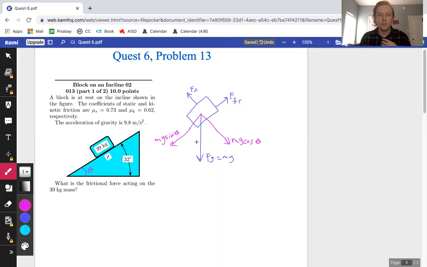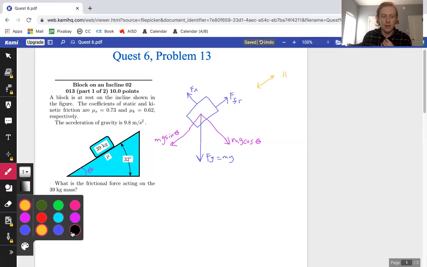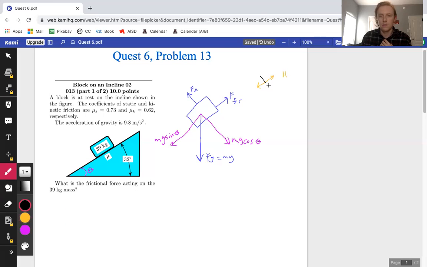So now all of our forces are either parallel or perpendicular to the plane. Remember that this direction is our parallel direction, up and down the ramp, and this is our perpendicular direction, into and away from the ramp. Just some notation.